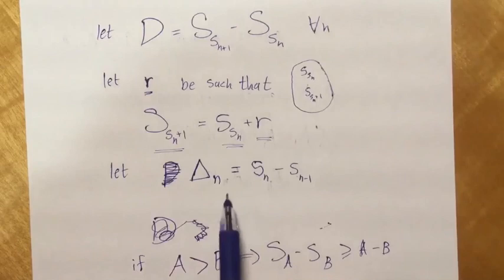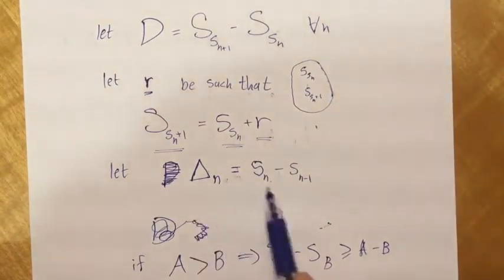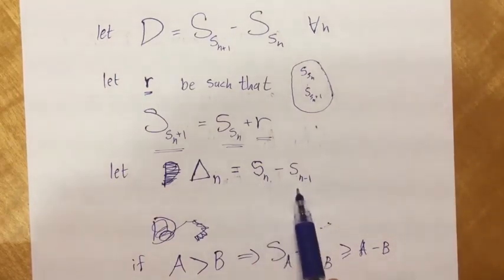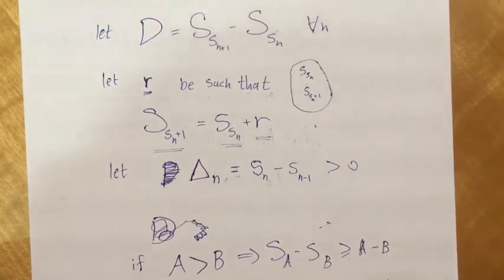Now, let's define the generic difference sequence, delta n, to be just the difference between two consecutive terms. Now, since S is strictly increasing, we know this is always strictly bigger than 0.